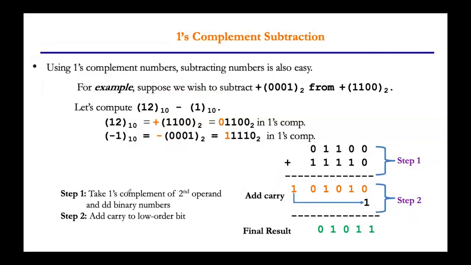Then you can simply add them. Take the ones complement of the second operand, the negative number operand, and add the binary numbers. Then add those two numbers, and that will give you some result. Here in this addition we got one carry, so that carry bit will be added to this result. That will give the final result. So this is ones complement subtraction.